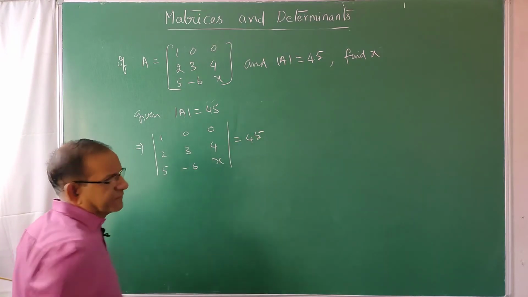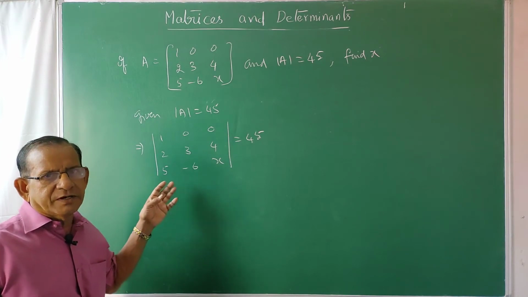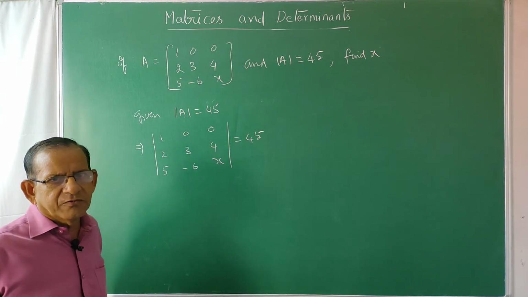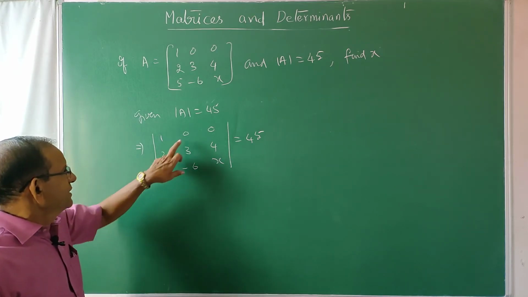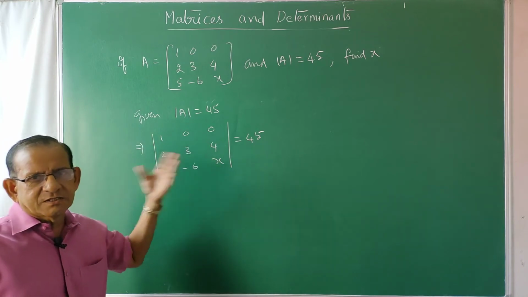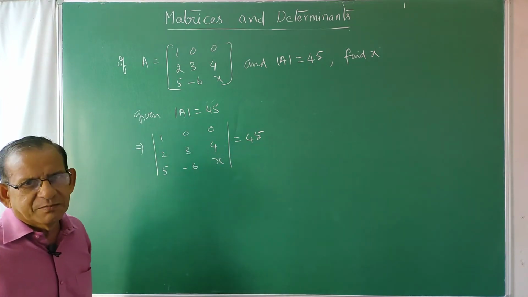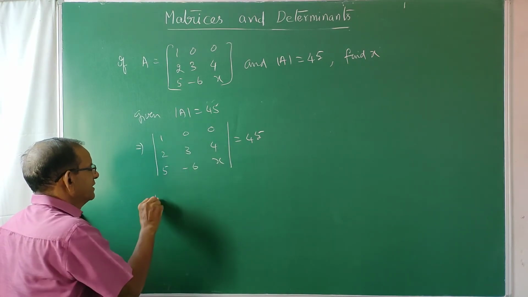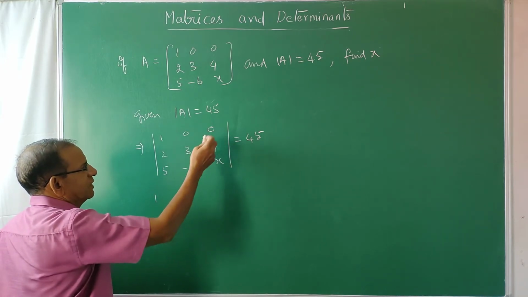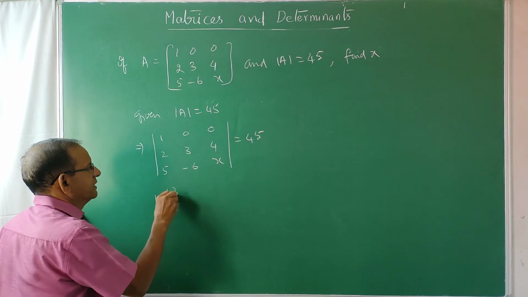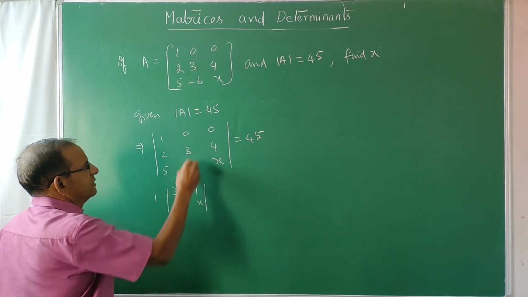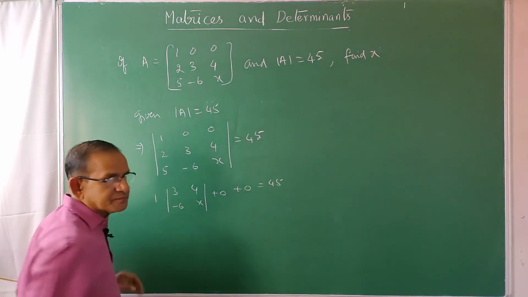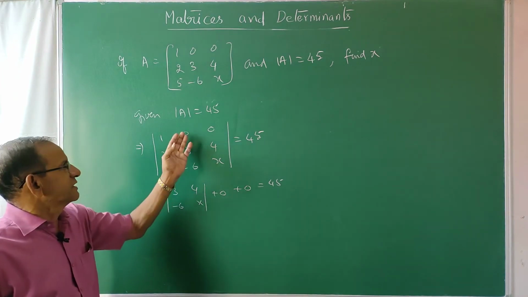is equal to 45. Now you can expand the determinant either in the first row elements or second row elements or third row elements. We have to select a row or column where maximum number of zeros are there. So here there are 2 zeros in the first row. So let us expand this determinant by using first row elements because already 2 zeros are there. How to expand the determinant? First you write 1 into its cofactor. Cofactor means you have to delete this row and column, take the determinant of these 4 elements 3, 4, minus 6, x plus 0 into its cofactor 0 plus 0 into its cofactor 0 is equal to 45. So these two things you need not write because already 2 zeros are there.